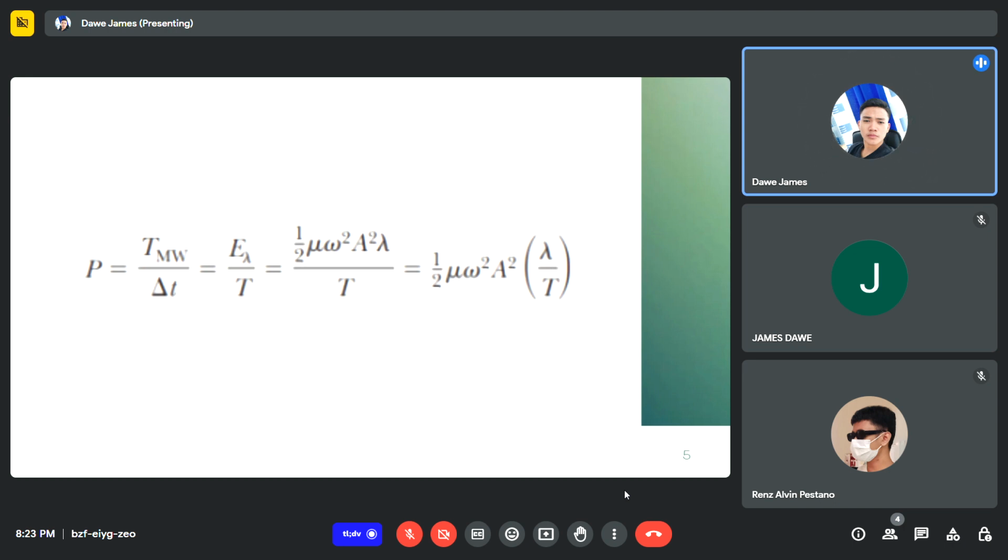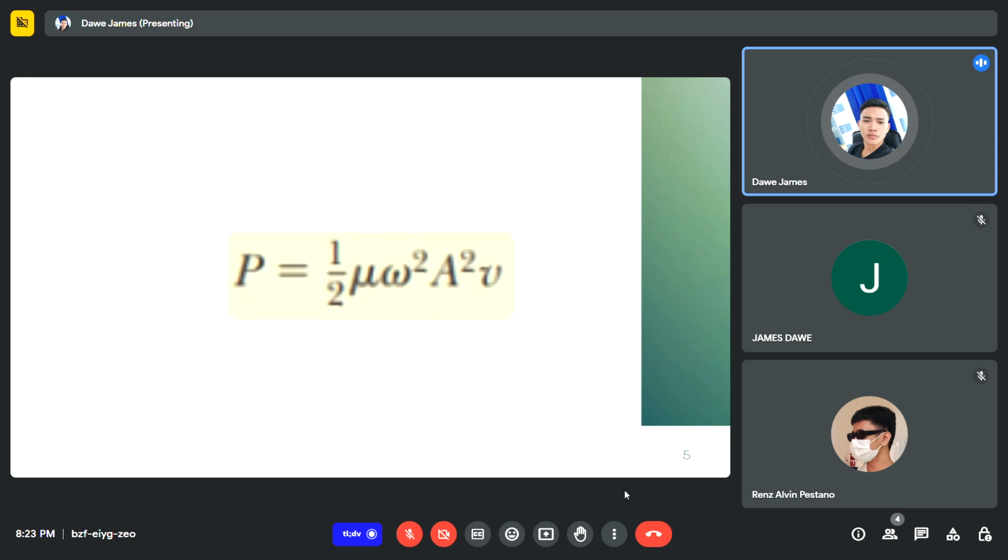In fact, the rate of energy transfer in any sinusoidal wave is proportional to the square of the angular frequency and to the square of amplitude. So overall, this is the rate of energy transfer by sinusoidal waves on strings.